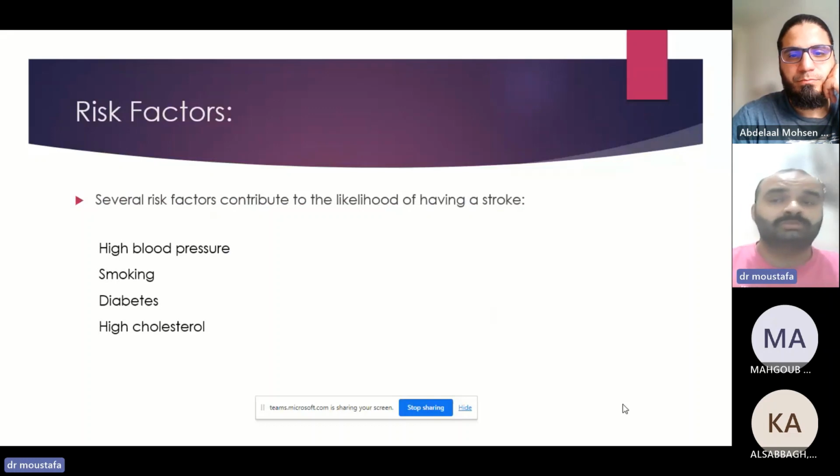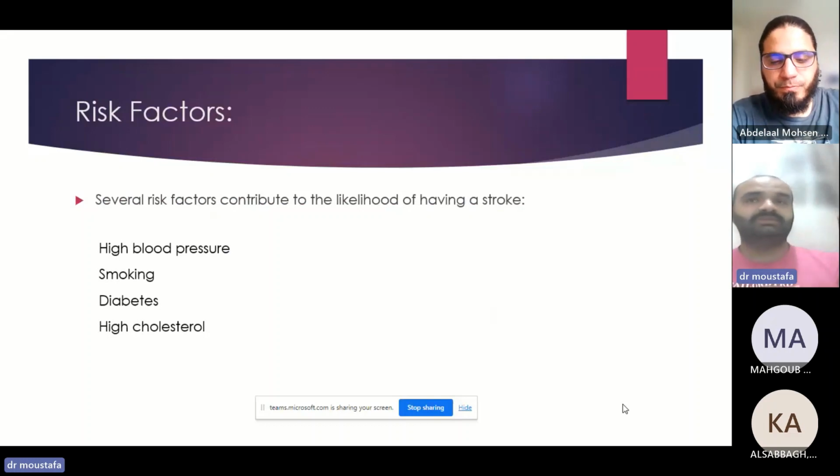All these conditions might cause atherosclerosis. Atherosclerosis may affect the blood supply to the brain, hence a stroke. It is just like a loop. One risk factor causing a condition, this condition causing another condition, and it goes like that.